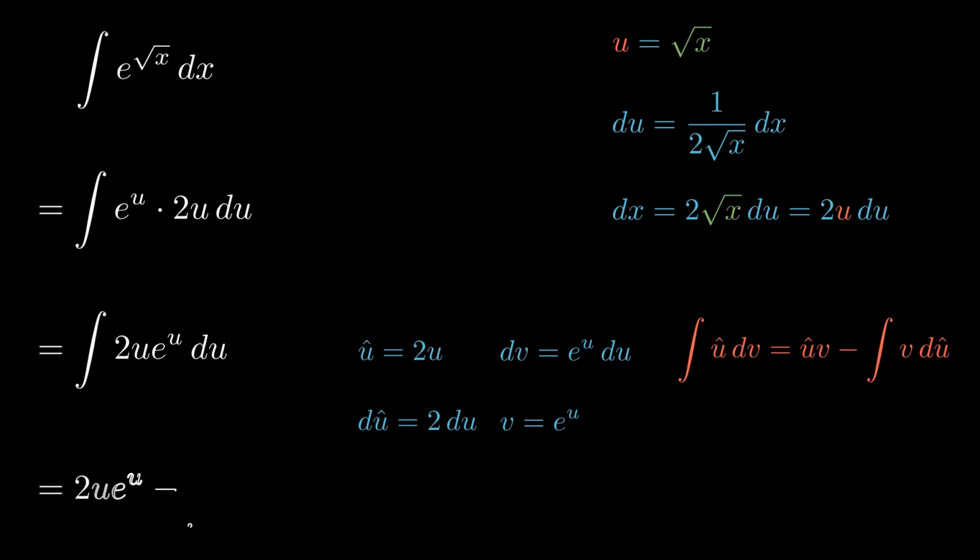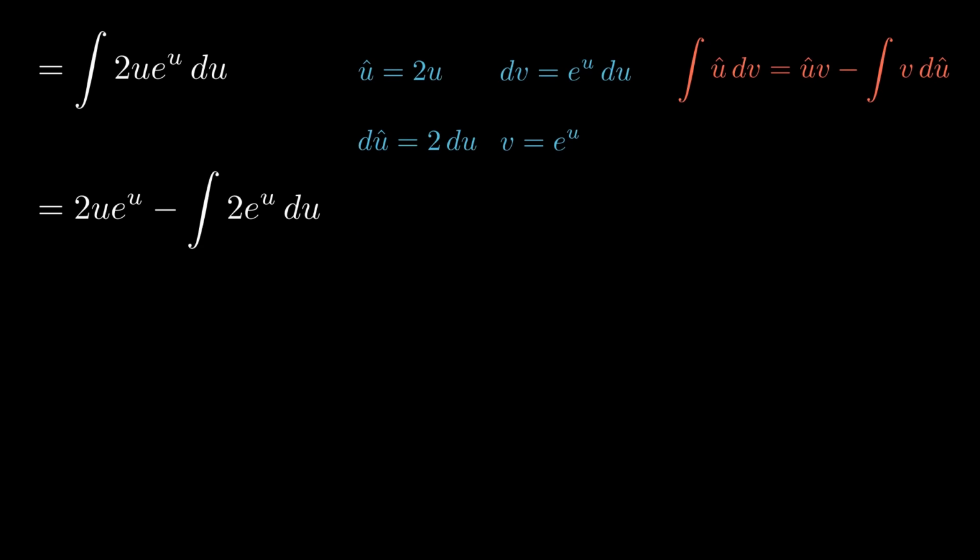If we plug all of this into the integration by parts formula, the expression becomes 2u e to the u minus the integral of 2e to the u du. The integral of 2e to the u is still 2e to the u, so this becomes 2u e to the u minus 2e to the u plus the constant of integration c.